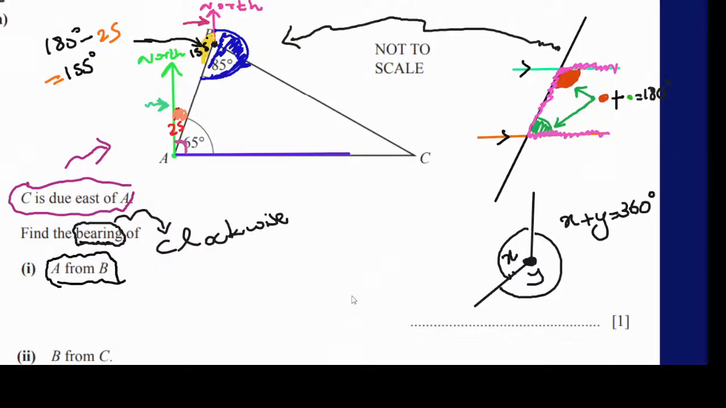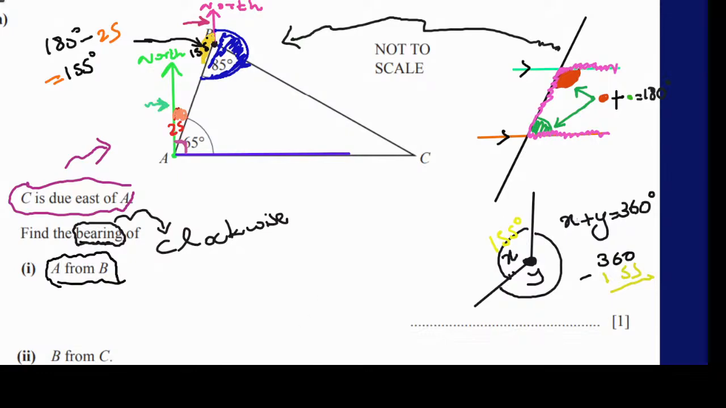So if this X is 155, if the magnitude of X is 155, what would Y be? Y's value would be 360 minus 155.